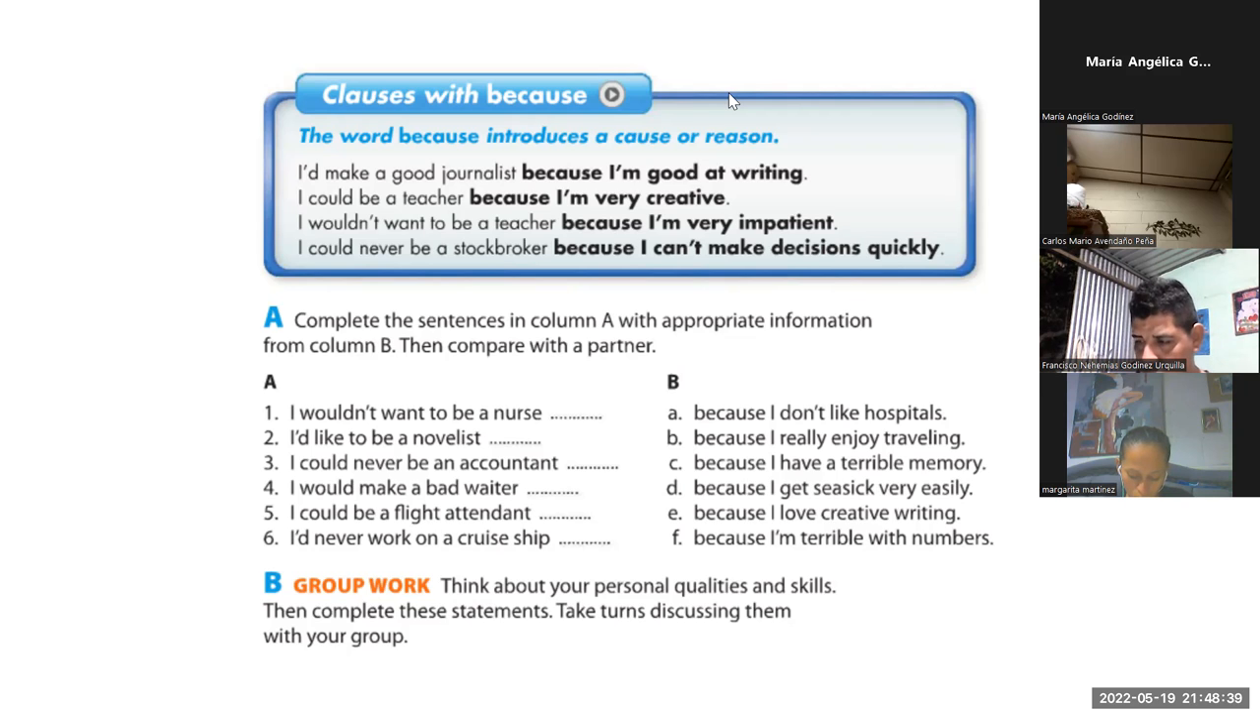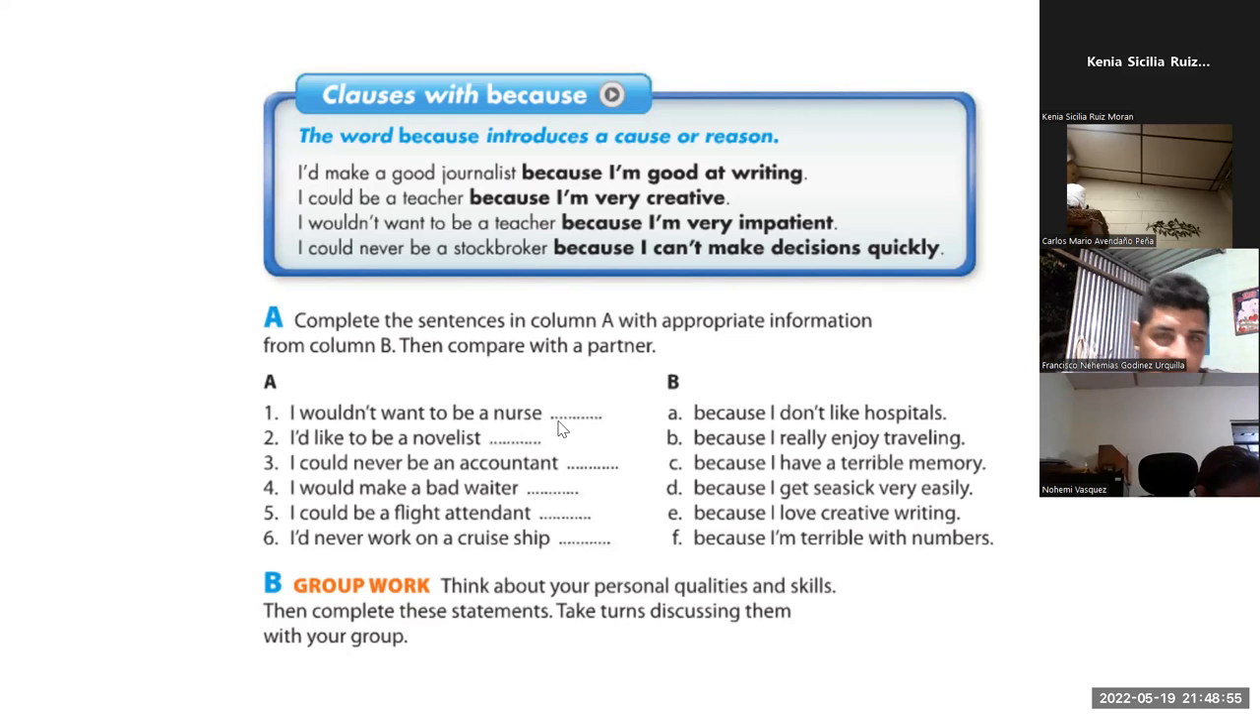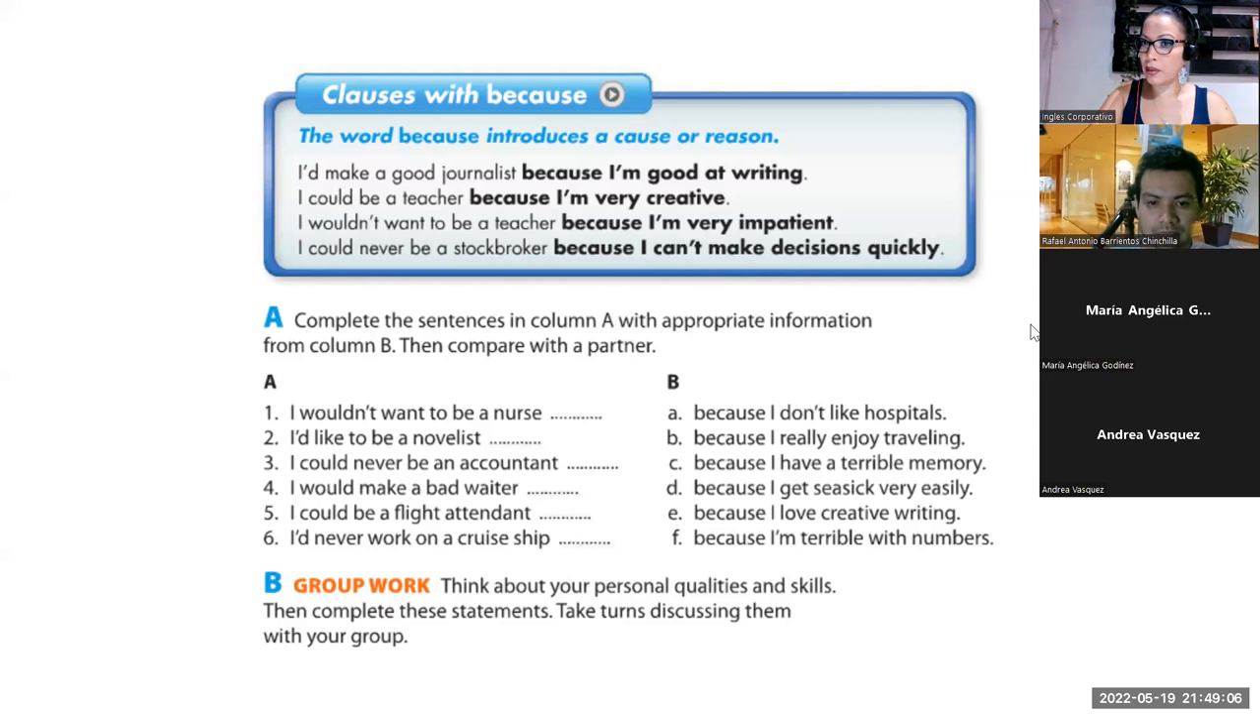Now, let us think about our personal qualities and skills and then complete these statements. So, for example, I wouldn't want to be a nurse because I hate seeing blood, okay? I can't stand seeing blood. So I think I wouldn't want to be a nurse because I can't stand seeing blood. What about you? So lo mismo, pero van a completar con sus propias cualidades. O si de verdad creen que sí podrían ser enfermeros, podrían escribir, I'd like to be a nurse because I love taking care of sick people. That could be one. So, is the exercise clear?